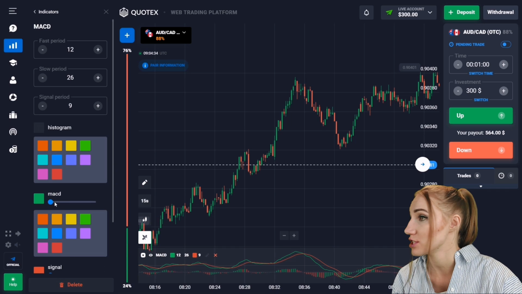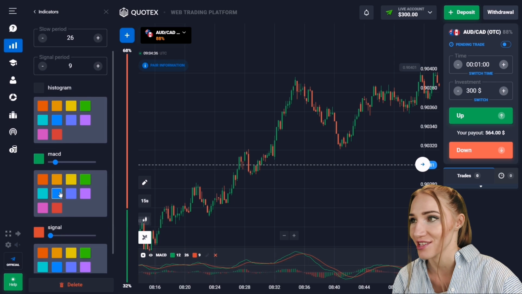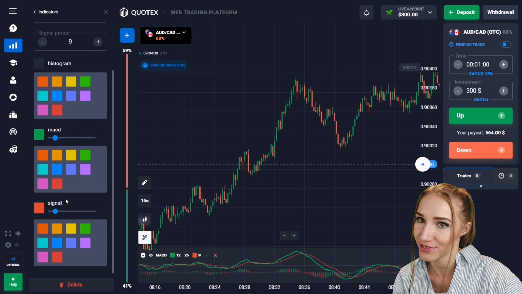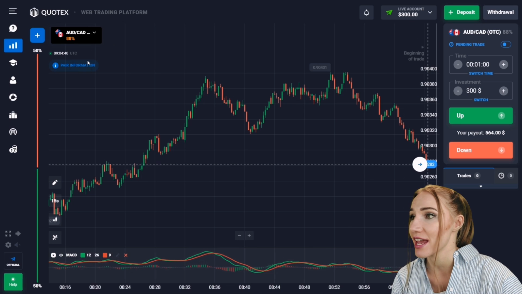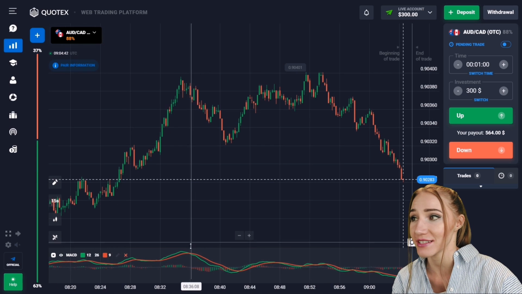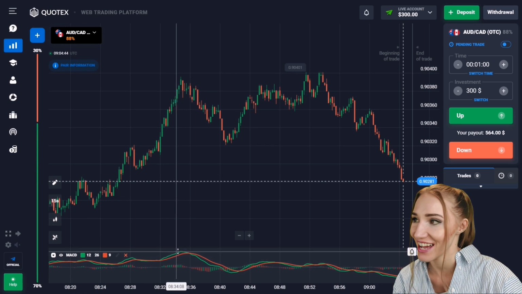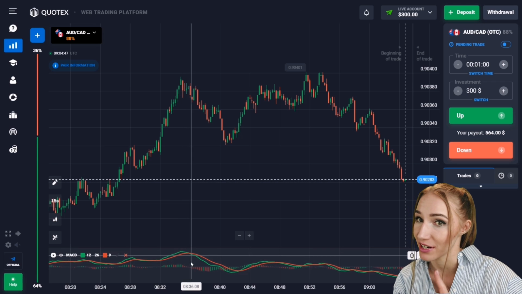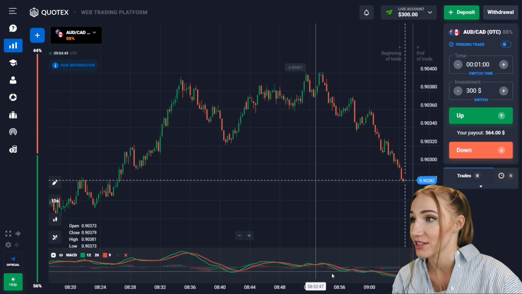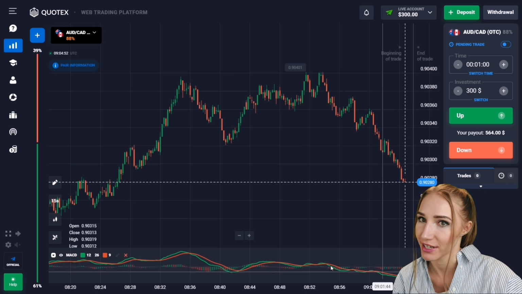You do not need to change anything here, just make the thickness of the moving averages a little bit bigger for you to see them better. Under the chart you can see the indicator. These are two moving averages of green and red colors and the horizontal line with the mark 0. On both sides of this horizontal line you can see the red and green histograms.